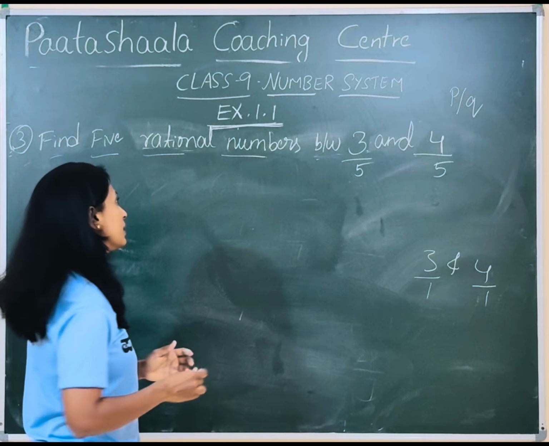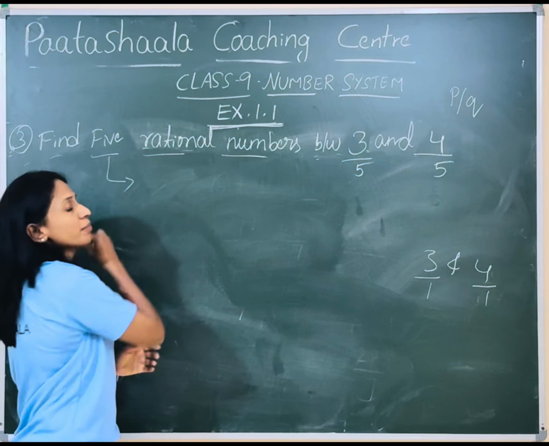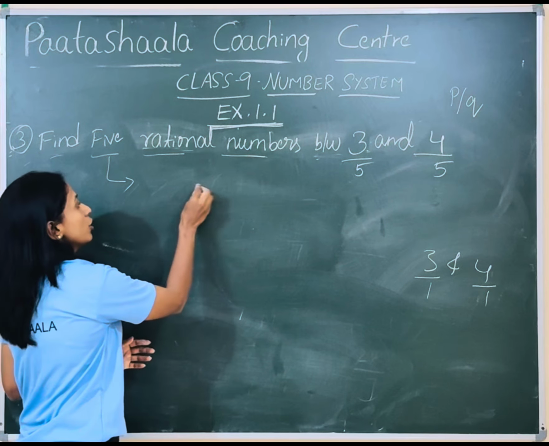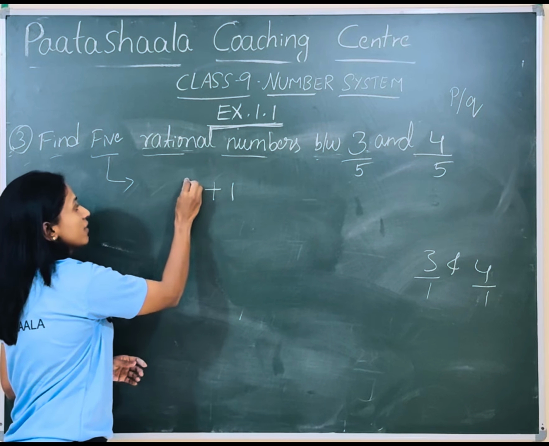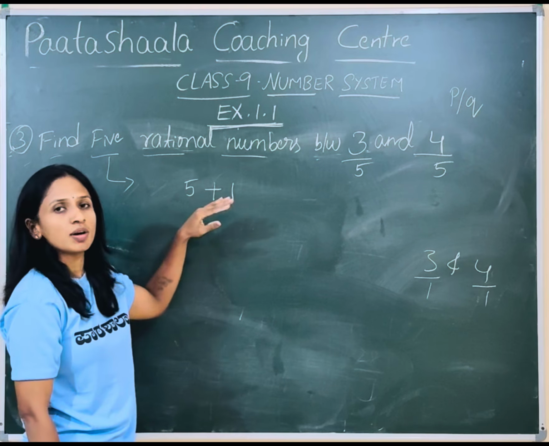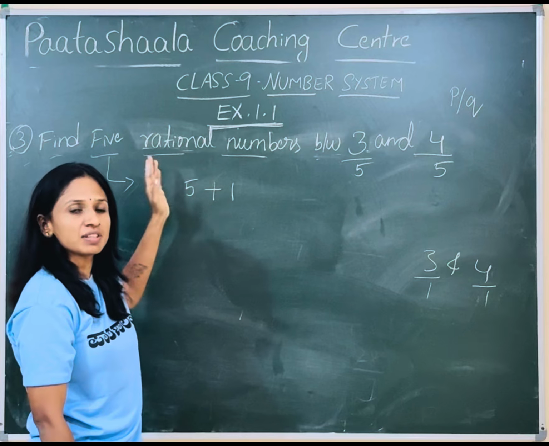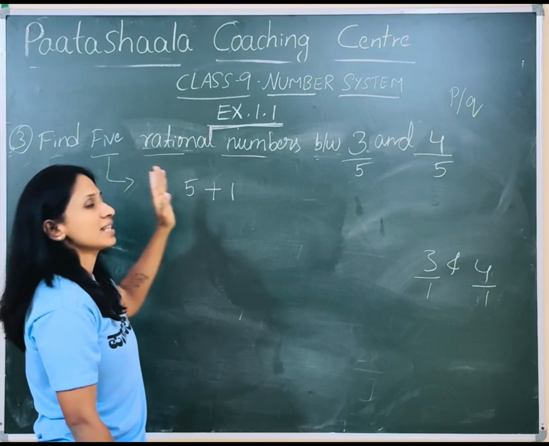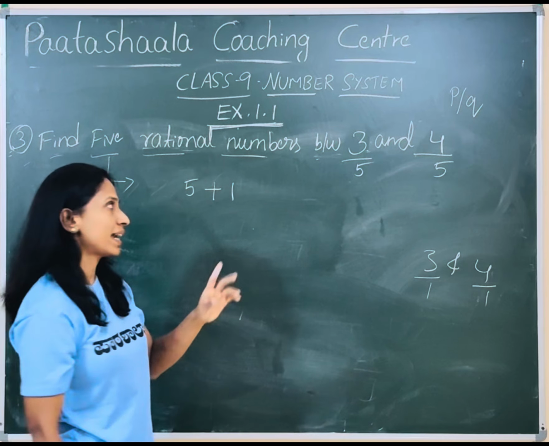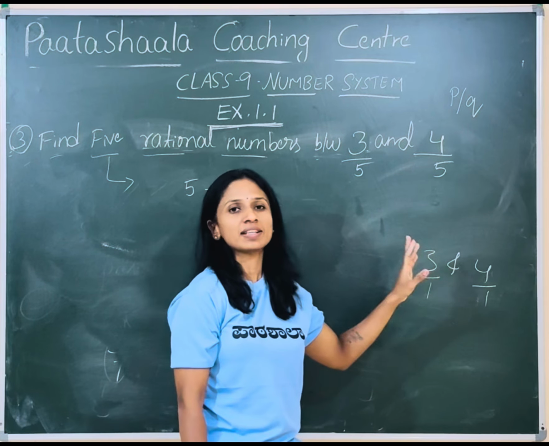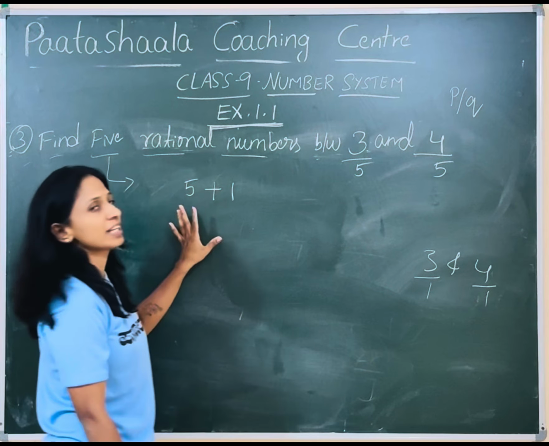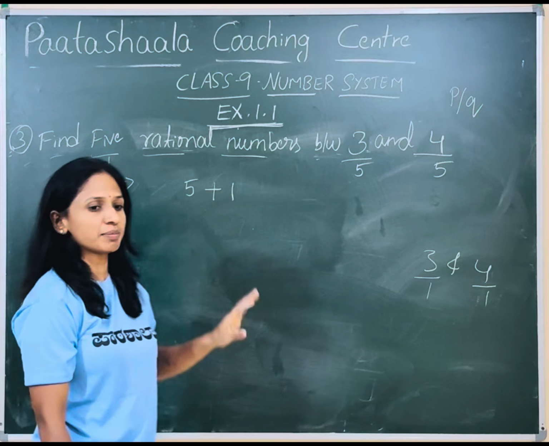What is that shortcut method? How many rational numbers have they asked for? We need to add 1 to that number. So they have asked for 5 rational numbers, so we need to add 1 to that 5. If they have asked for 6 rational numbers, 6 plus 1. Only when the denominators are the same can we use this method. So please keep that in mind.